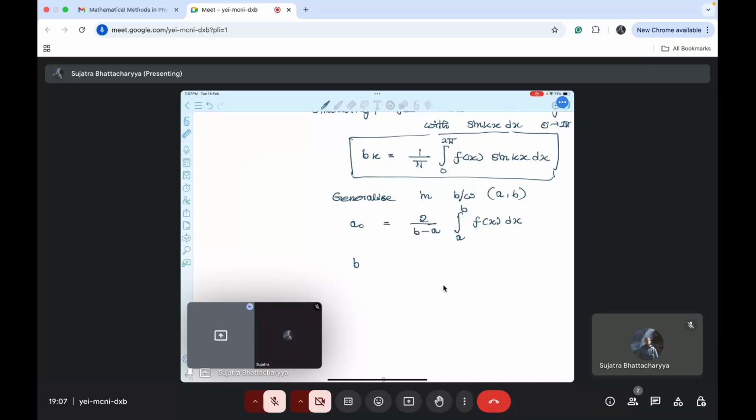Your bk will be equal to 1 upon b minus a, integral from a to b of f(x) sin kx, not sin kx, but it will be sin 2 pi kx upon b minus a because it's a generalized expression. And your ak will be equal to 1 upon b minus a, integral from a to b of f(x) cos 2 pi kx upon b minus a dx. All right, so these are the few things which need to be done.